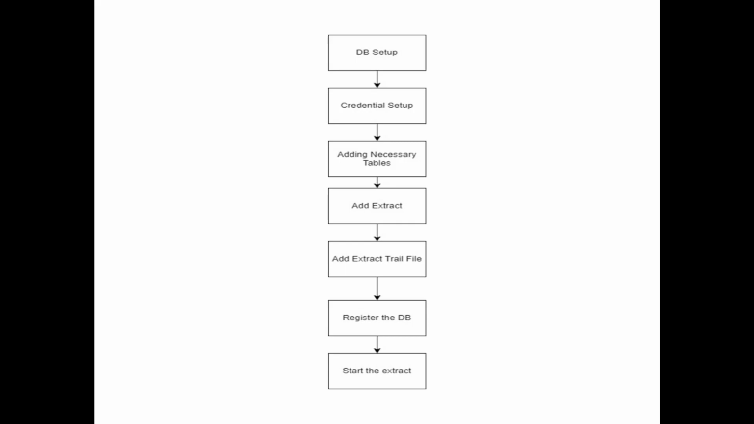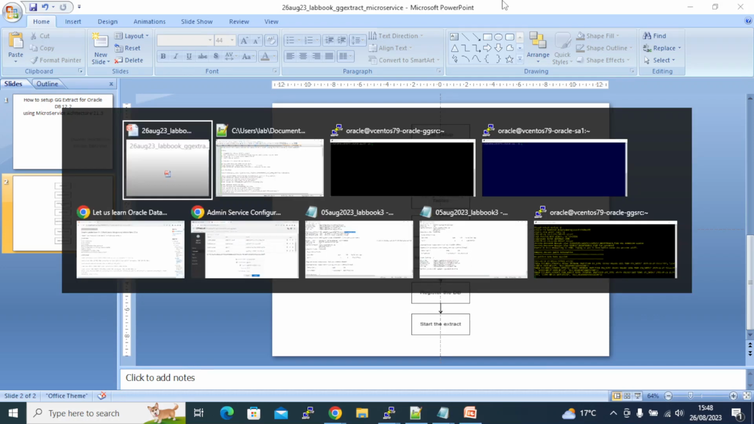So you have some set of steps to be done in the DB, and then you need to create a credential for the Golden Gate extract to work. Adding the credential alias to the Golden Gate and adding necessary tables. You're going to see which are those, and then adding the extract trial file, which includes the parameter setup as well, and then registering the database and starting the extract. Fine, let's get started.